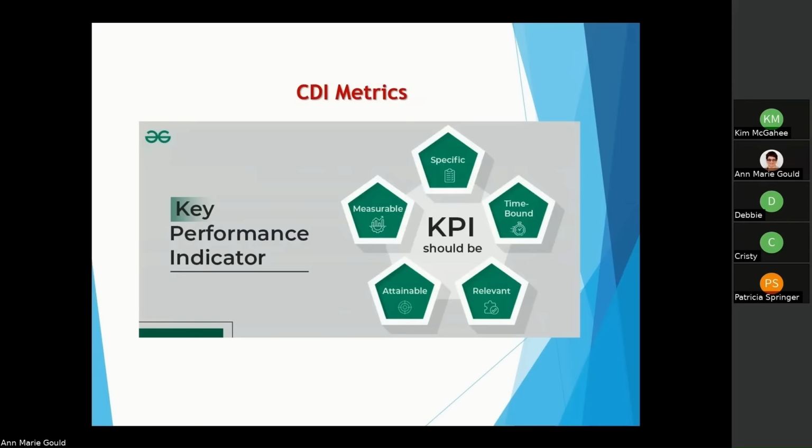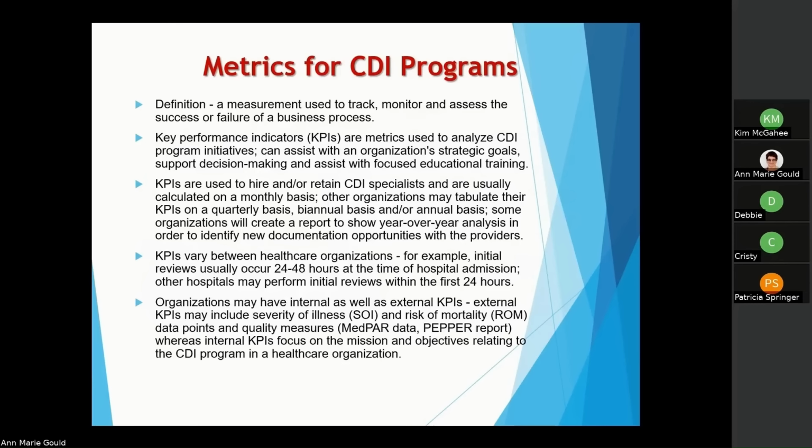So let's talk about our KPIs, or key performance indicators. Your KPIs should be specific, time-bound, relevant, attainable, and measurable. Those are the keys. They've got to be measurable, right? So when it comes to the definition of metrics, it's a measurement used to track, monitor, and assess the success or failure of a business process, right?